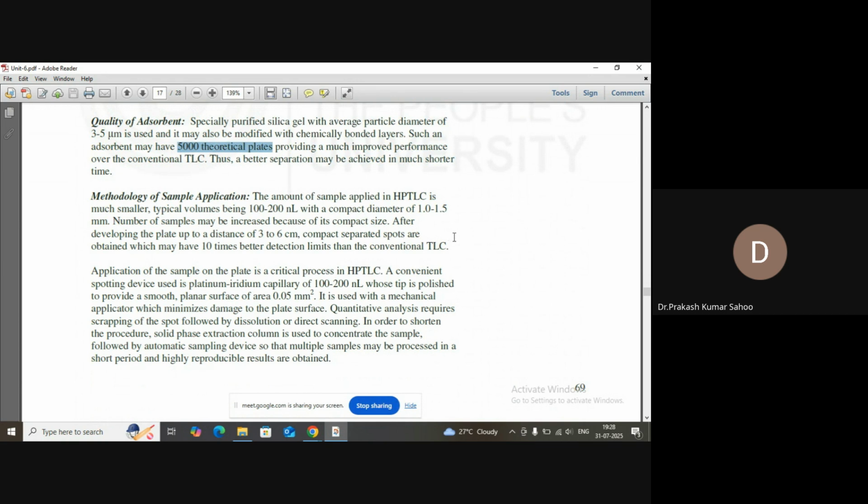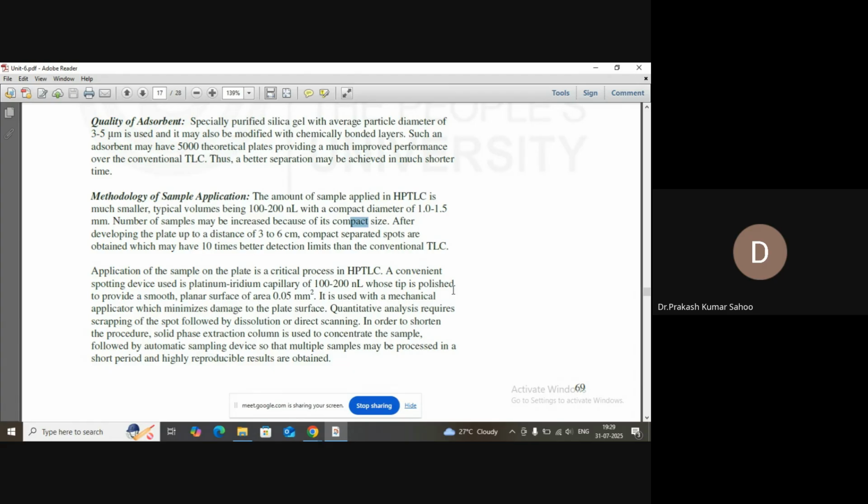But in HPTLC, what happens? It is much smaller. The typical volume is 10 to 20 nanoliter with a compact diameter of 1 to 1.5 millimeter. So these dimensions are very small. The number of samples can increase because of the compact size. After developing the plate up to a distance of 3 to 6 centimeter, compact separated spots are obtained, which may have a 10 times better detection limit than the conventional case.